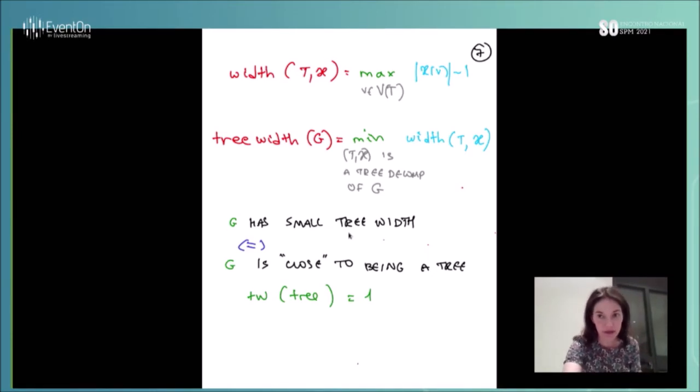Okay, so if this is the first time you're hearing about this, then all you need to take away is that tree decomposition is a way to represent a graph using a tree, and there's a complexity measure called tree width, and the smaller the tree width, the closer the graph is to being a tree.